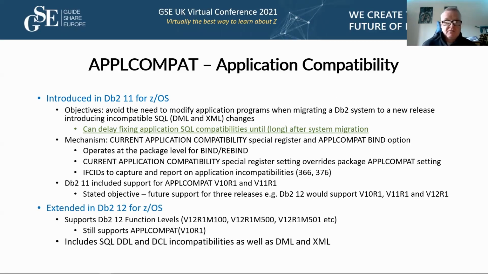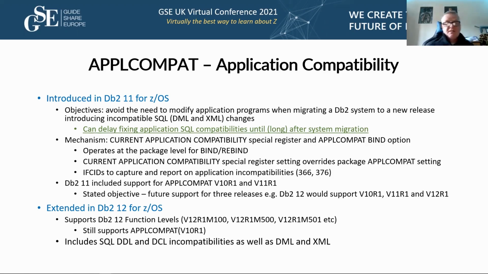So you can go function level 100, which isn't really version 12 at all. Function level 500, function level 501, and still comport with APPLCOMPAT version 10 01. So you could still run version 10 stuff in version 12, which, swings and roundabouts. Probably be nice to actually run some version 12 stuff in version 12.